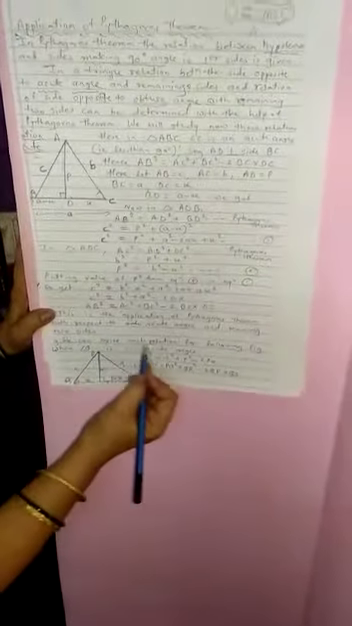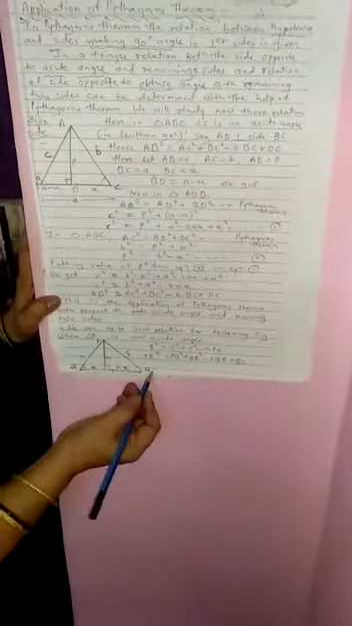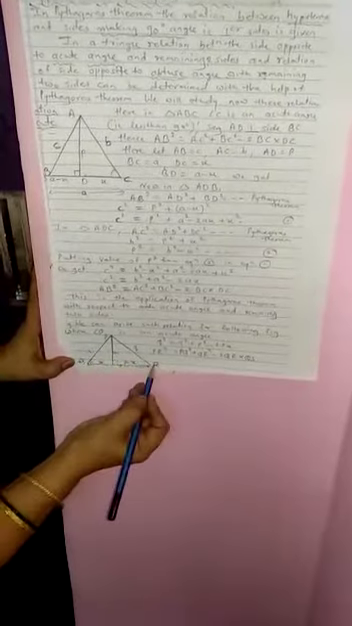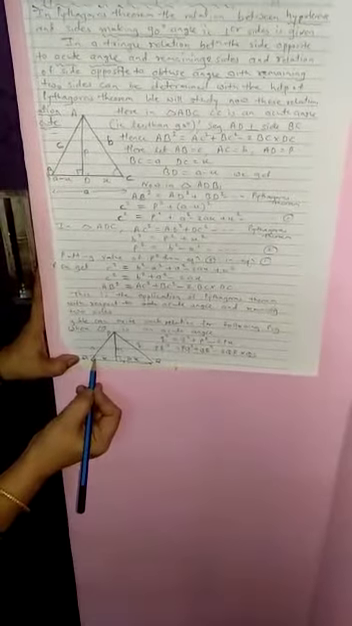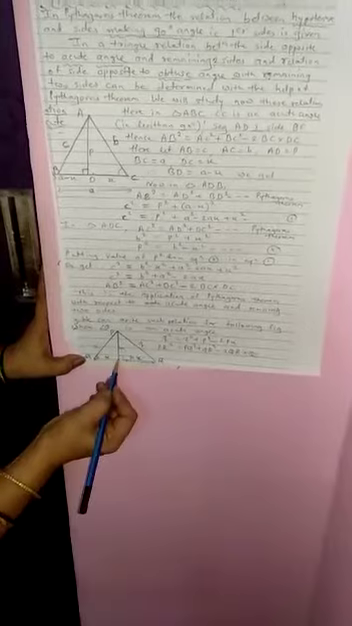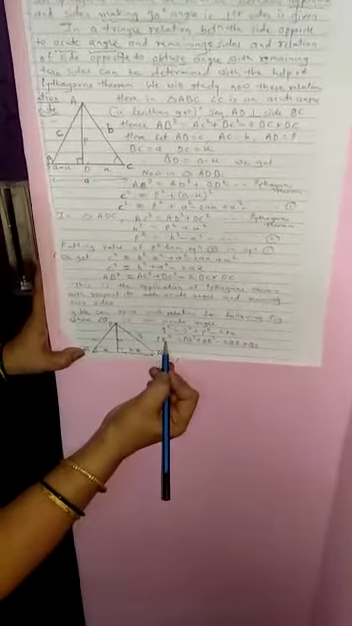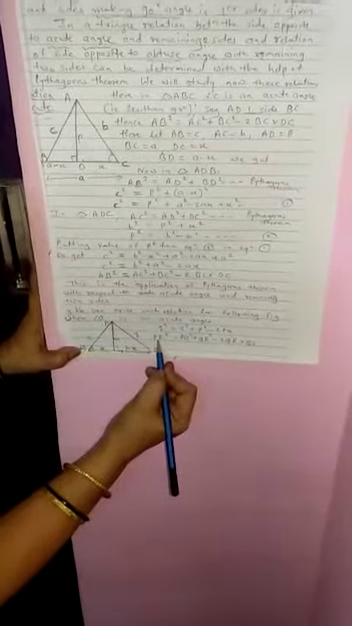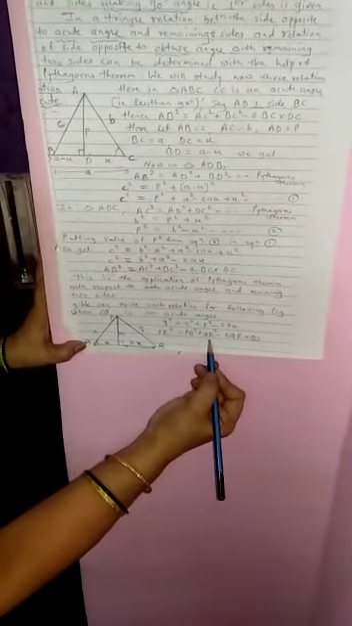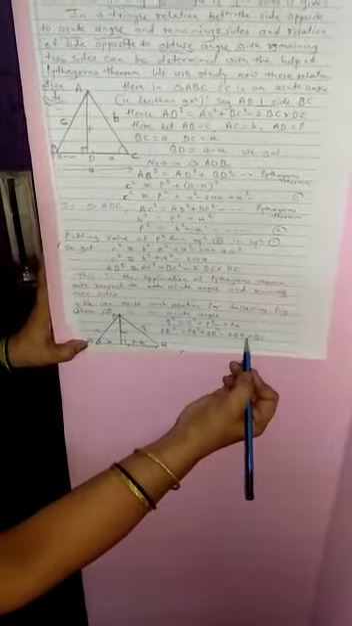Now we can write such a relation for this figure also. In triangle PQR, angle Q is an acute angle. This perpendicular is given, and from that we can get the relation for this acute angle. PR square is equal to PQ square plus QR square minus 2QP into QS.